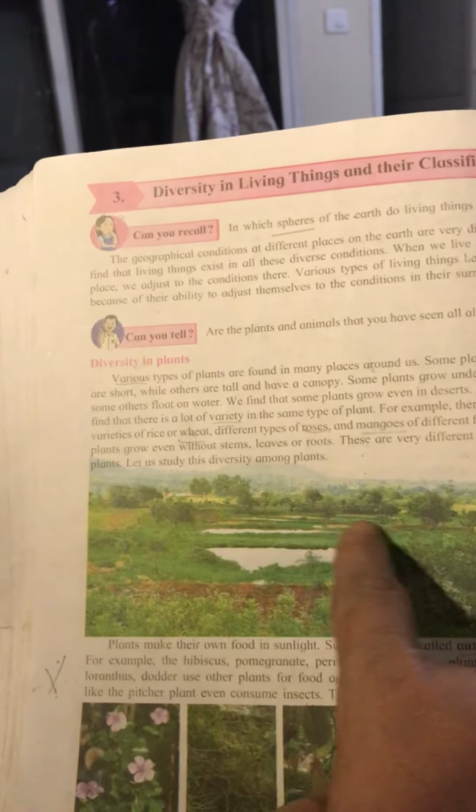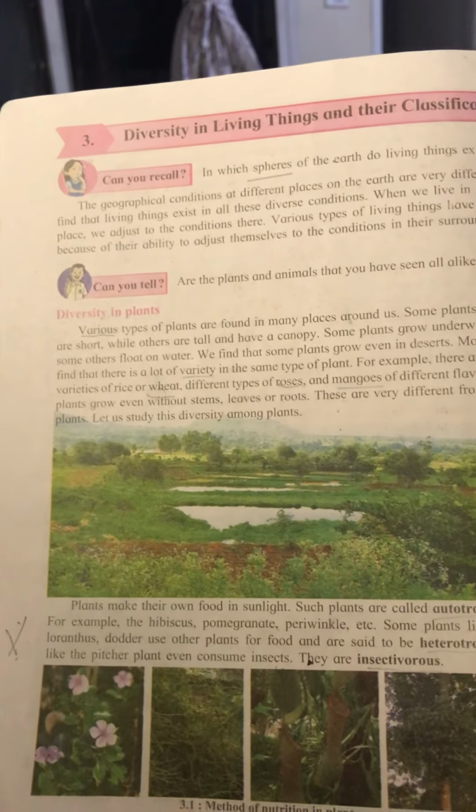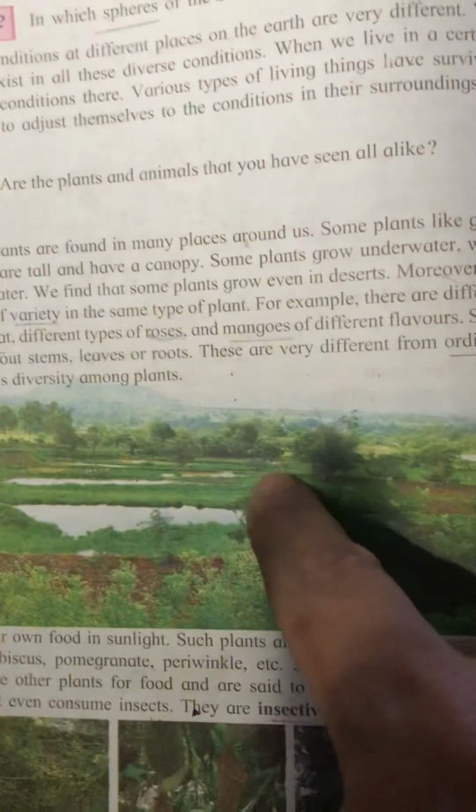So, what they are trying to say is some plants can be as short as you see in grasses. Then you have plants which grow like huge trees which form canopies. Then you have plants which grow under the water. Then you have plants which float in water. Then you have different varieties of rice, different varieties of wheat, different types of mangoes. So there is so much diversity, and then you have some plants which do not have stems, some which do not have leaves, some which do not have roots. So let us study the diversity amongst plants.